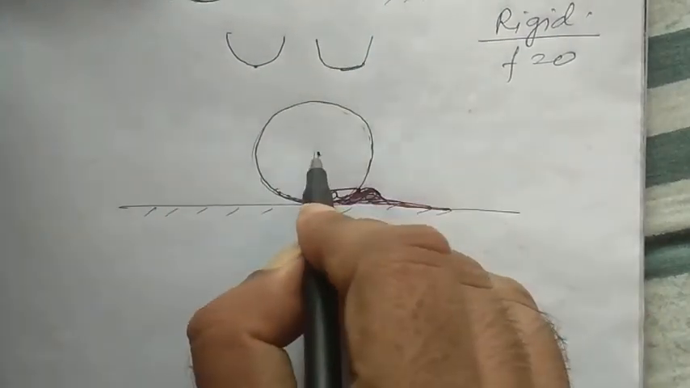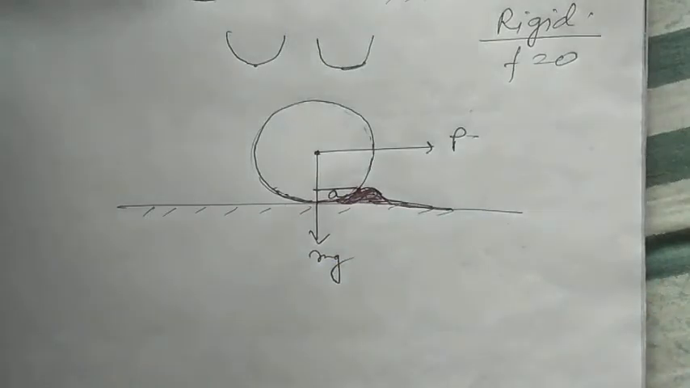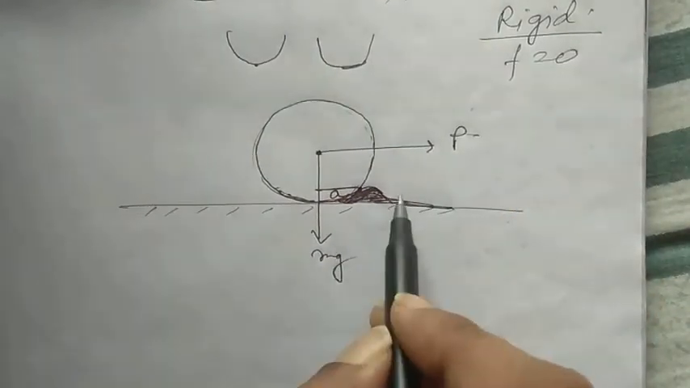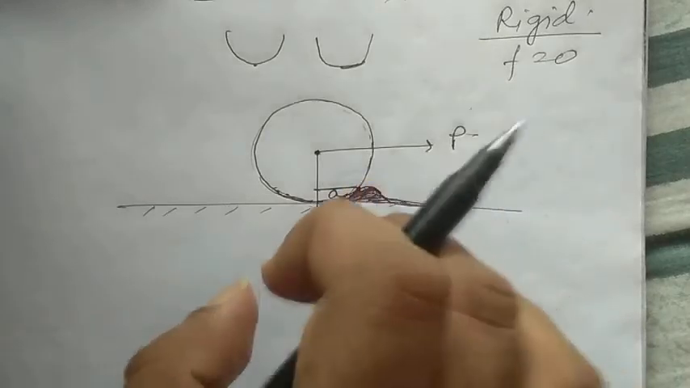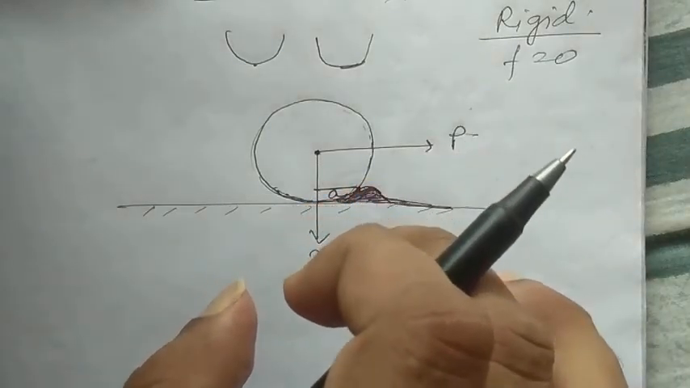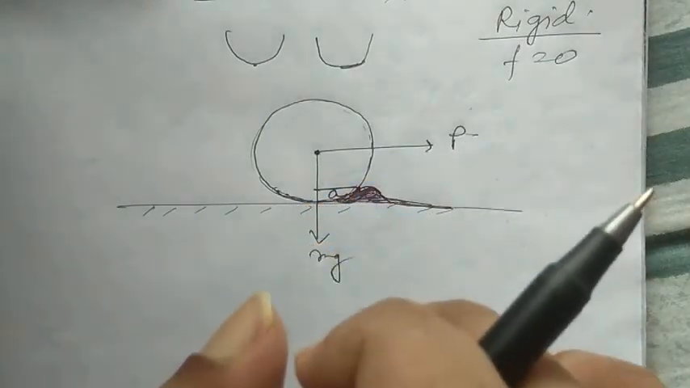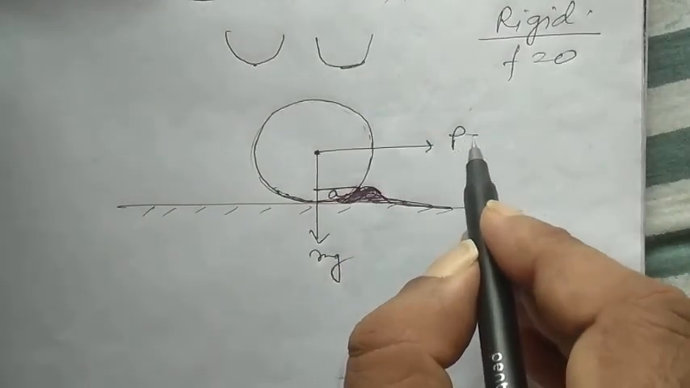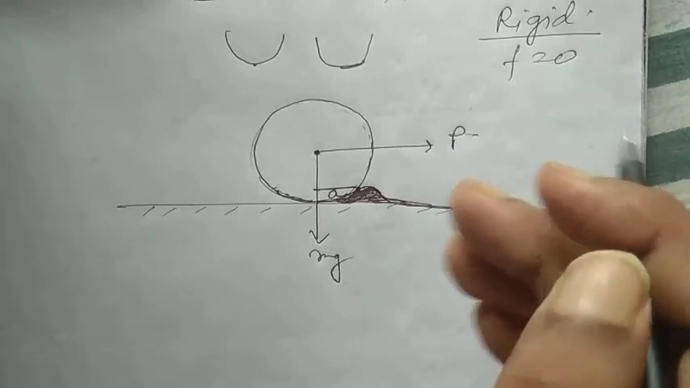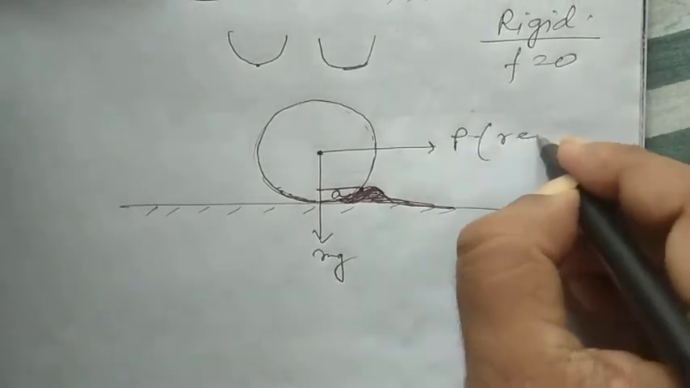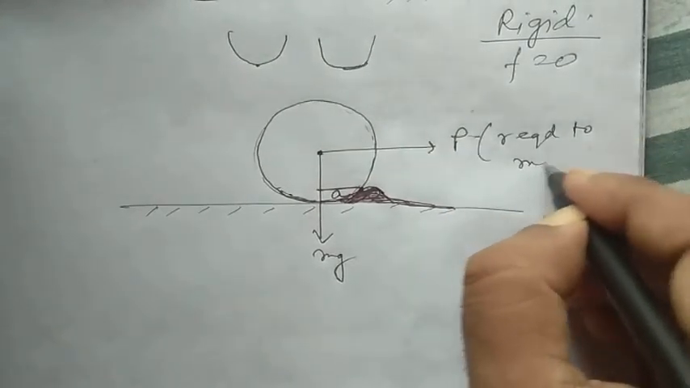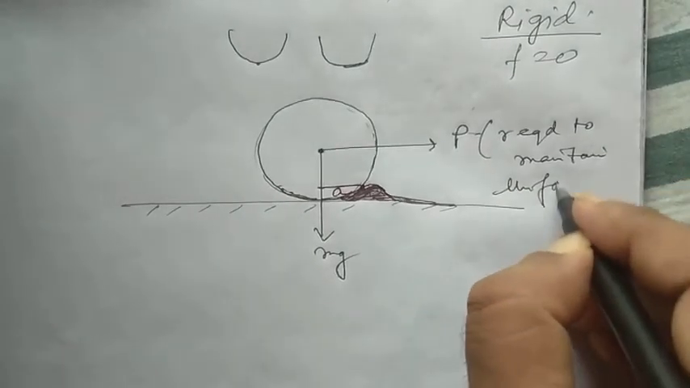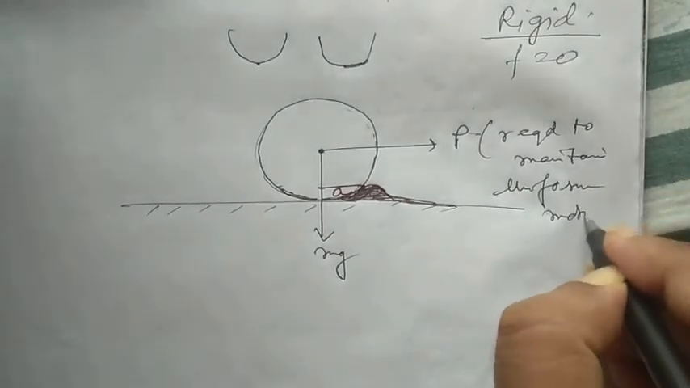Now we need a constant force P for the wheel to be in motion, because if you don't apply a force, this indentation will slowly slow down the vehicle, and the vehicle will stop within a very small distance. Now this force is required to maintain uniform motion.